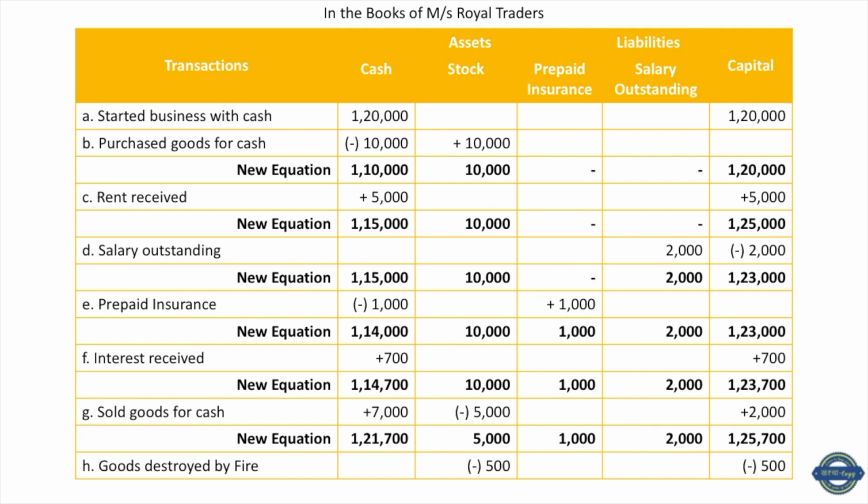Now check whether the final equation after effecting all the transactions, whether this accounting equation stands true or not. Add all the assets, and this amount should be equal to the liabilities plus capital.